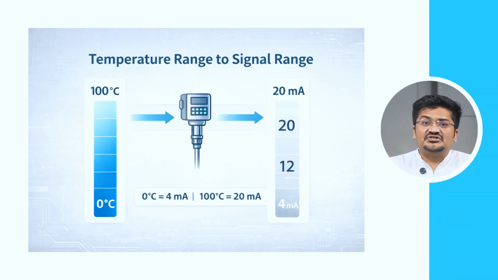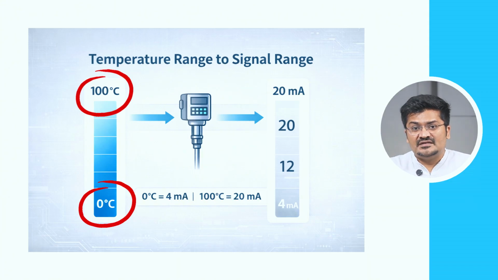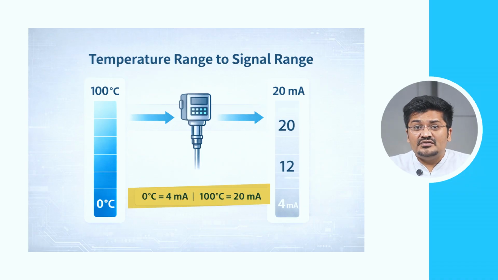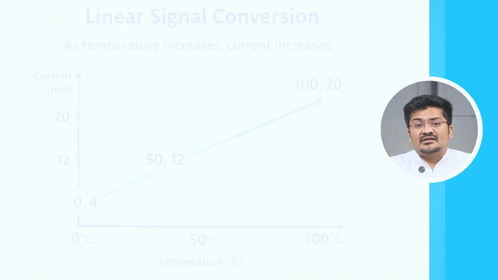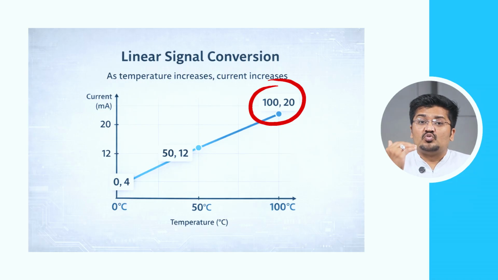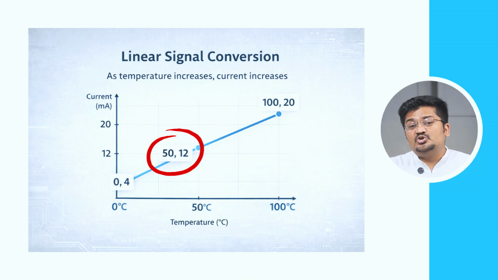Imagine a temperature transmitter measuring temperature from 0 to 100 degrees Celsius with a 4 to 20 mA signal. Like for 0 degrees Celsius it will show 4 mA and for 100 degrees Celsius it will show 20 mA. If the temperature becomes 50 degrees Celsius, then the signal will show around 12 mA. So the signal always stays between 4 to 20 mA.